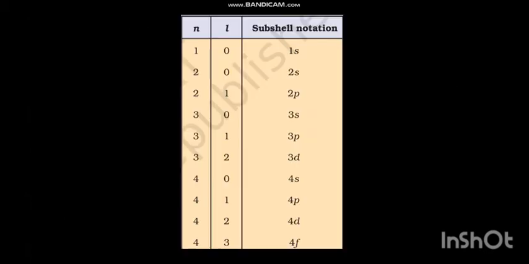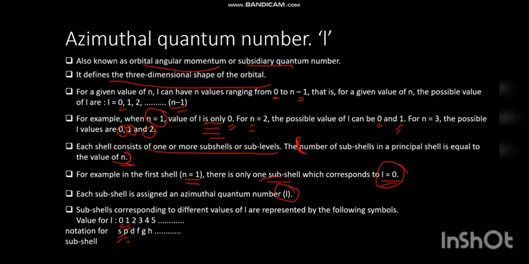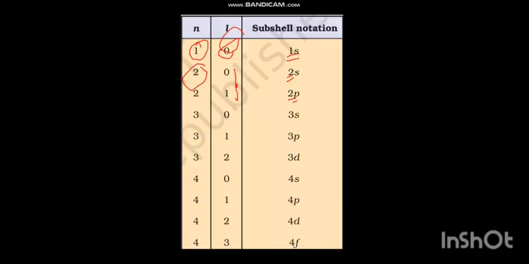We shall look at this through this table. If n is 1, then the possible value of l will be 0, as we have seen. Then the subshell notation will be 1s. If n is 2, then it has two possible values, 0 and 1, and the subshell notation can be 2s and 2p, as we have seen here. And this goes on for the values of 3, 4, 5, and so on.